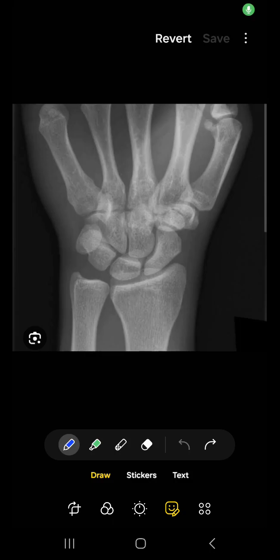This is a plain radiograph of the wrist region showing the following structures. We can see the lower end of the radius. This is the radius. We can see the lower end of the ulna. This is the ulna. So radius and ulna, they are meeting at a joint, the inferior radioulnar joint. In addition, we can make out the styloid process of the ulna and the styloid process of the radius.